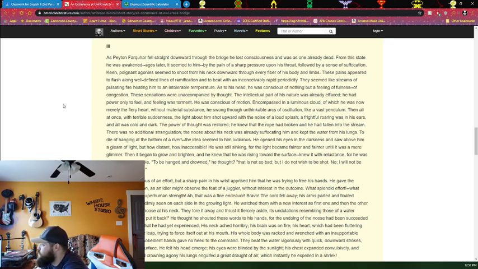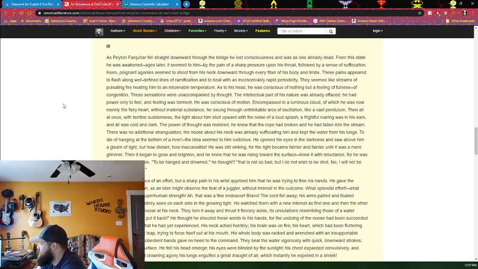Then all at once, with terrible suddenness, the light about him shot upward with the noise of a loud splash. A frightful roaring was in his ears, and all was cold and dark. The power of thought was restored. He knew that the rope had broken and he had fallen into the stream. There was no additional strangulation. The noose about his neck was already suffocating him and kept the water from his lungs. To die of hanging at the bottom of a river, the idea seemed to him ludicrous.